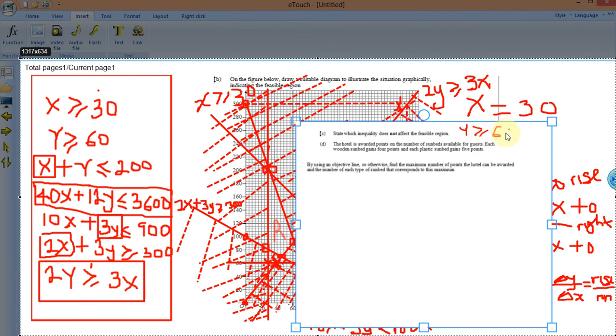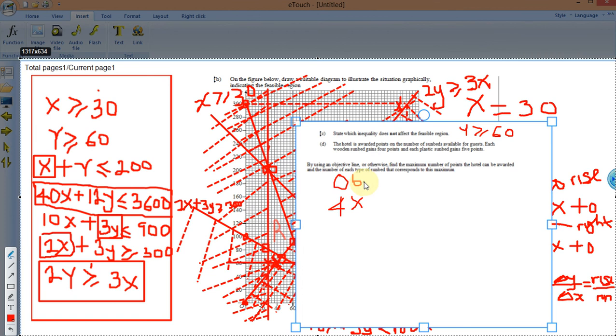We have that already. So then, the hotel awarded points available story. Each wooden point, what is wooden? Wooden is x, don't forget that. Each wooden sun bed gains 4 points, so that will be 4x. What I'm writing now is what we call the objective function, guys.